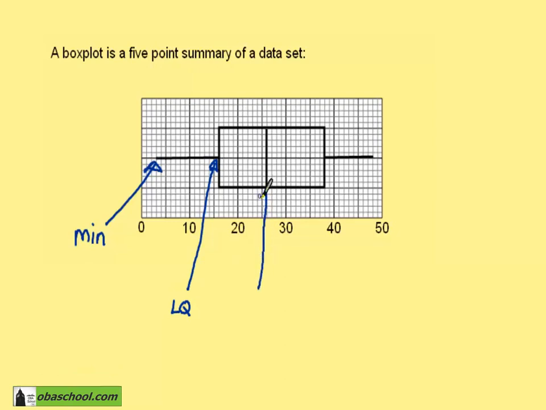There's a line that goes across the box at the median. This end of the box is the upper quartile, and the end of the stalk is the maximum value in the data set.